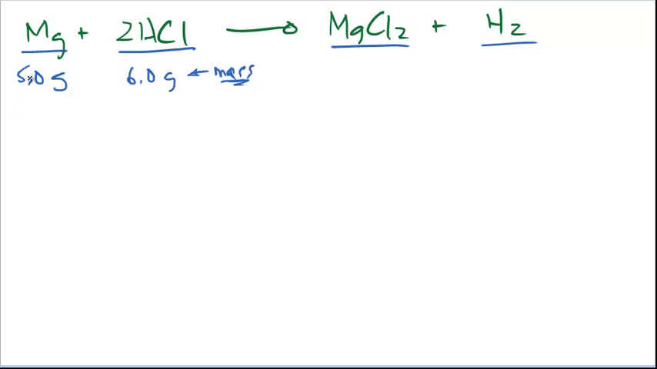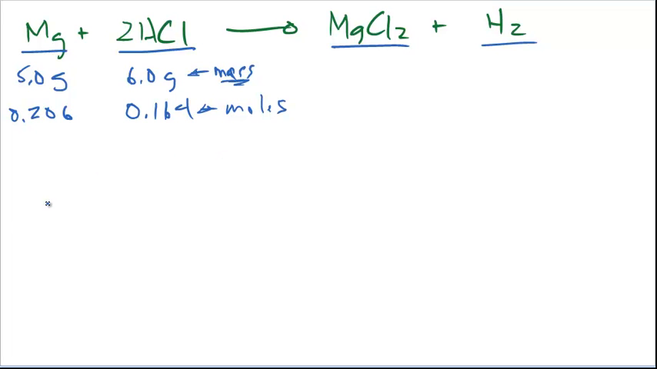So when you take the 5 grams and divide by the atomic mass of magnesium, which is 24.3, you should get 0.206. And likewise, when you take the 6 grams of hydrogen chloride and divide by its molar mass, which would be 36.5, you should get 0.164. And these values are in moles.